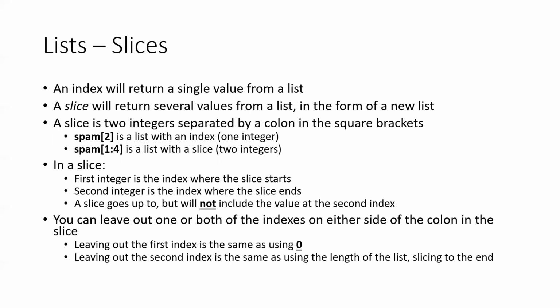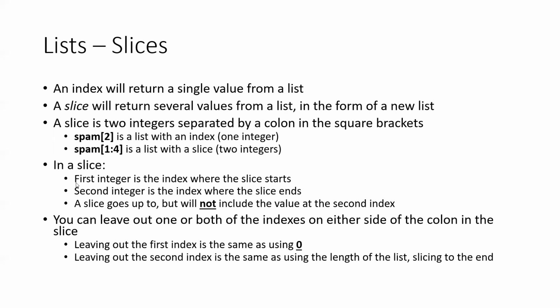Anybody have any questions so far? Okay. Slices. Indexes return a single value from a list. A slice will return several values from a list in the form of a new list. So a slice is 2 integers separated by a colon in square brackets. For example, spam[2] is a list with an index, just 1 integer, where spam[1:4] is going to provide a list with a slice of 2 integers inside of there.